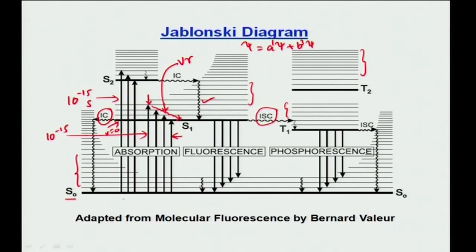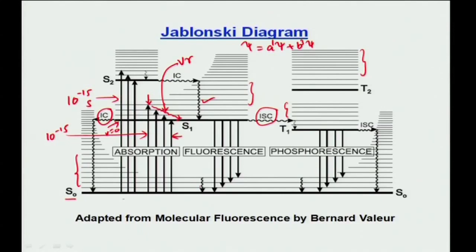So one is fluorescence, and the other one, which is from T1 to S0, remember, is again spin forbidden, but it gives out light. It is referred to as phosphorescence. So in the Jablonski diagram, you have a combination of two types of processes. One process gives out photons, the other process does not give out photons. That means you do not see it. But how would you see?